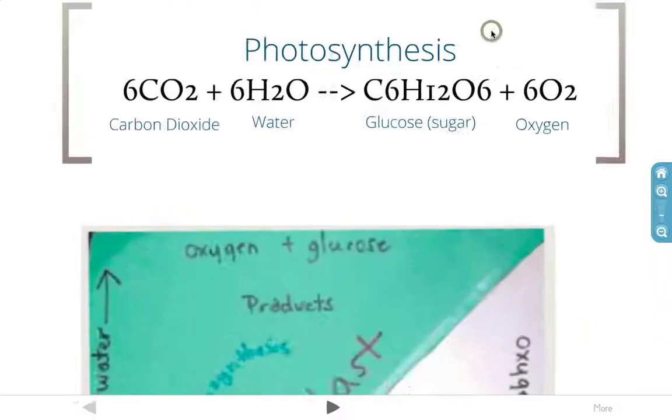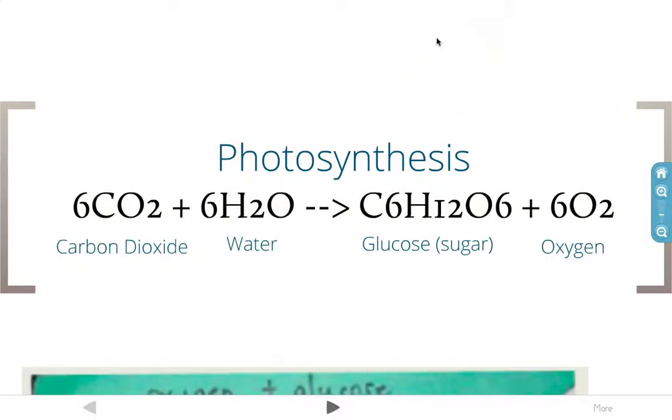Now we're going to look a little more closely at these formulas. The formula for photosynthesis is 6CO2. That means there's 6 carbon dioxide molecules combining with 6 water molecules. That arrow is read as yields, so carbon dioxide plus water yields glucose and oxygen. It yields 6 oxygen molecules and 1 glucose molecule. So this is photosynthesis.